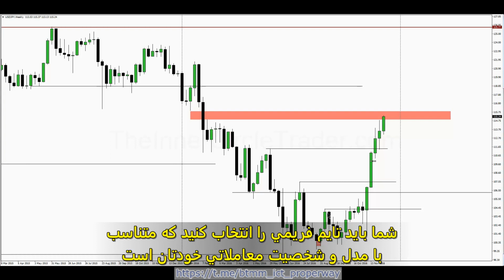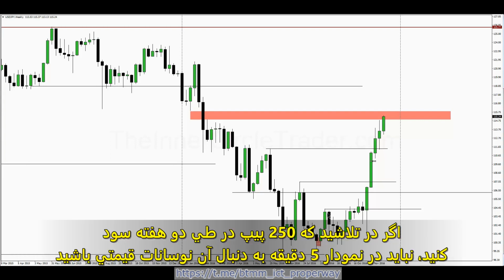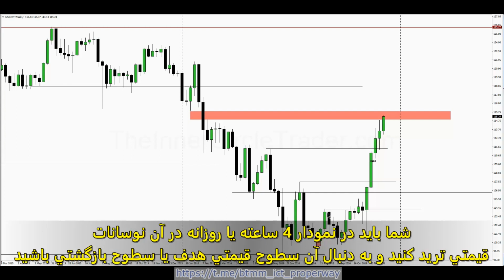You have to pick a time frame that fits your model. If you're trying to get 250 pips over the course of two weeks or so, you're not going to get that trading on a 5-minute chart and looking for those types of price swings. You need to be living on a 4-hour chart or a daily chart, trading those price swings and looking for those levels, and that'll give you those types of objectives and returns.